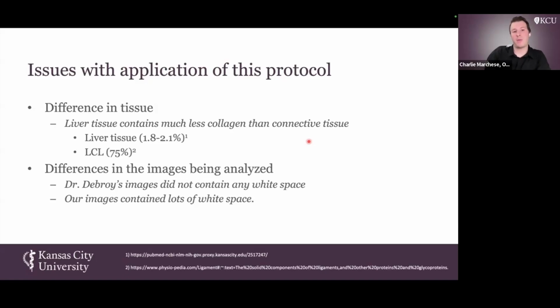Another issue that we had was the fact that Dr. DeBroy's images did not contain any white space. Our images contain lots of white space just because of some inconsistencies with the staining method and the slicing methods. The images turned out for us differently than they were in Dr. DeBroy's initial protocol.